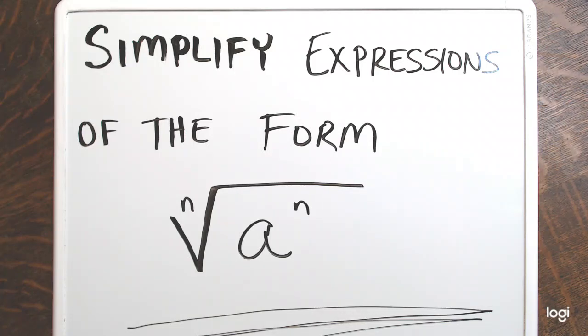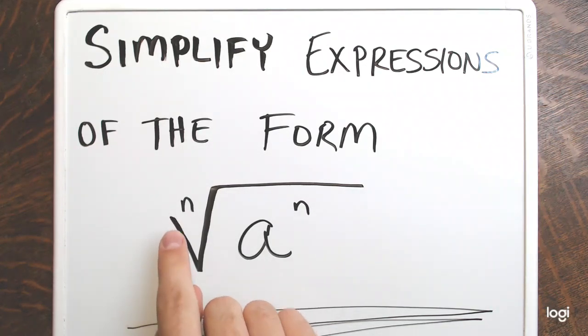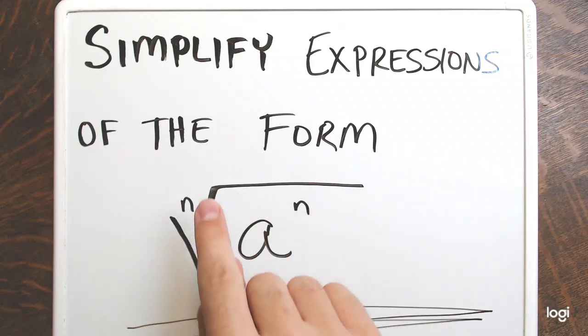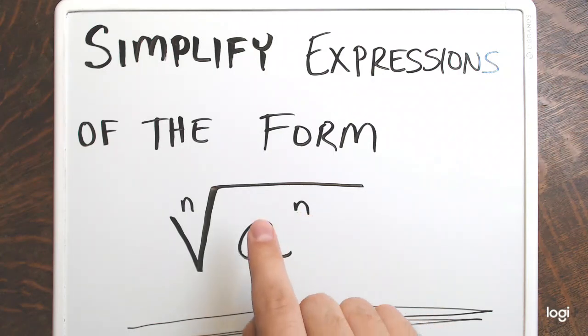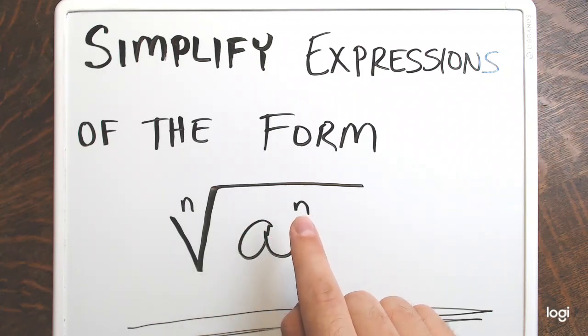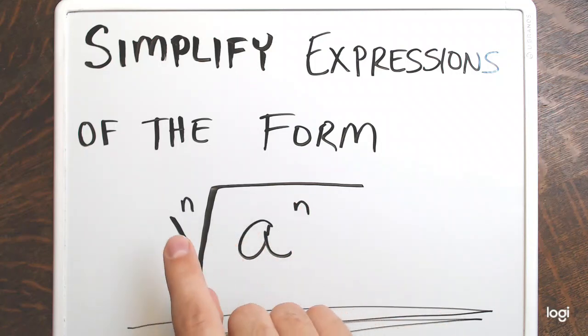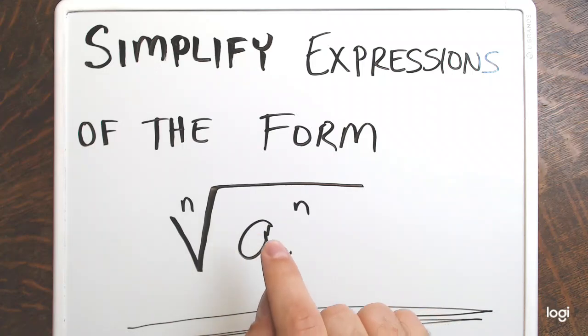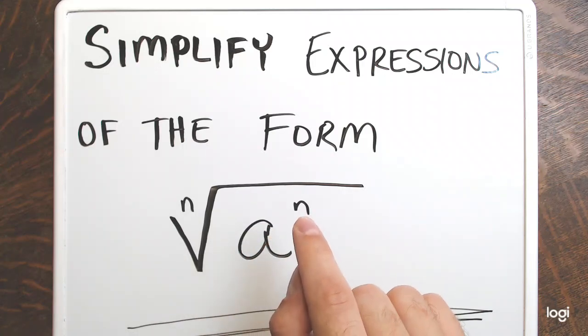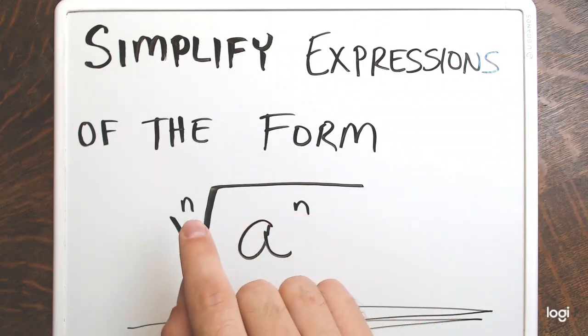Hello everyone, and welcome to this video on simplifying expressions of this specific form. It's the nth root, or the principal nth root, of a to the nth power. So some expression, some number to the nth power inside the radical symbol, as the radicand. And notice here that the exponent, the power in here, is exactly the same as the index of the radical. So keep that in mind.